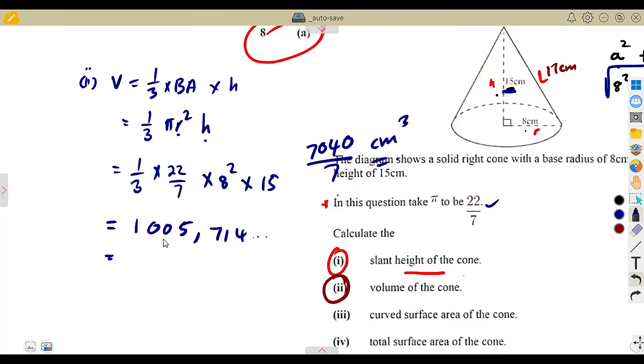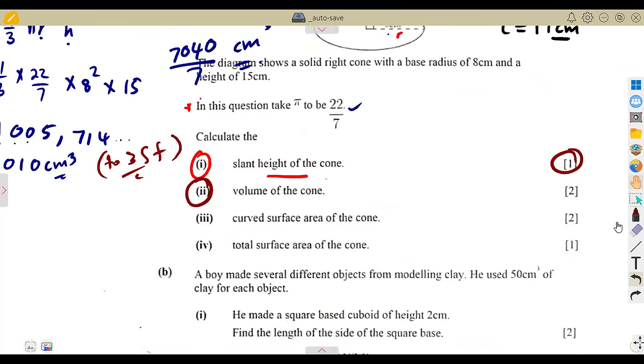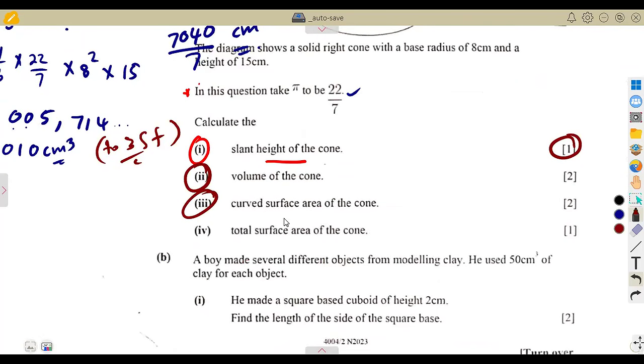All right, if you were to write to 3SF, that is 1, 2, 3, it was going to be 1,010 cubic centimeters. Then you have to specify to 3SF. That is the 3 significant figures according to the instruction. Remember, they gave us an instruction there if the degree of accuracy is not specified.